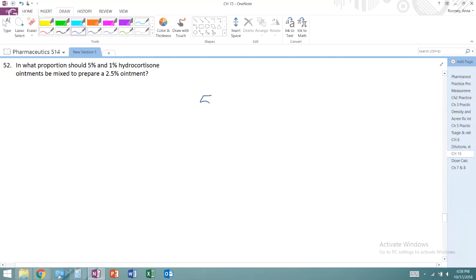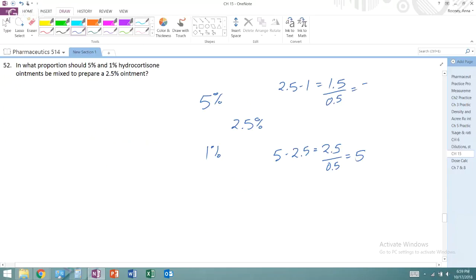So you have 5%, you have 1%, then you have your 2.5%. So you take 2.5 minus 1, that equals 1.5. And then you have 5 minus 2.5, and that equals 2.5. Well, we can't have these decimals, so we divide them by 0.5, and that equals 5. And this one divided by 0.5 equals 3.